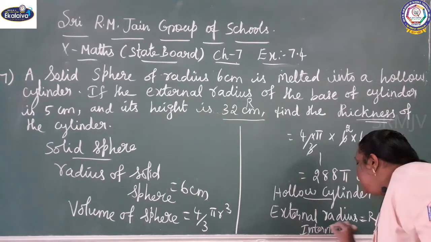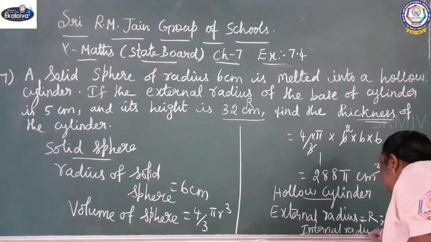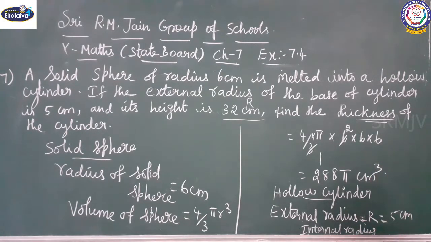Internal radius, small r, we should find out the value. Then the height is also given. Height is equal to 32 centimeter.